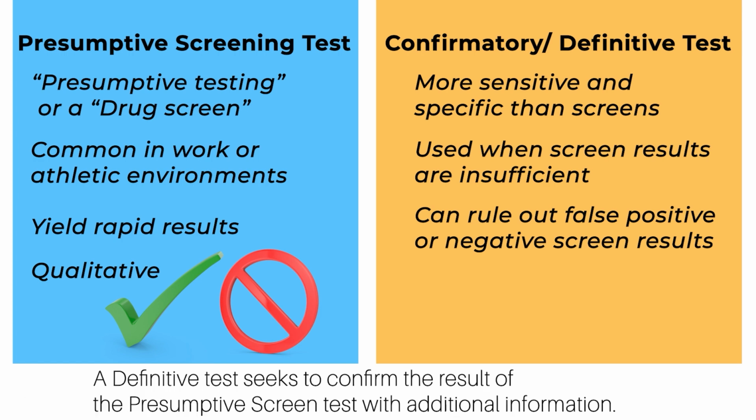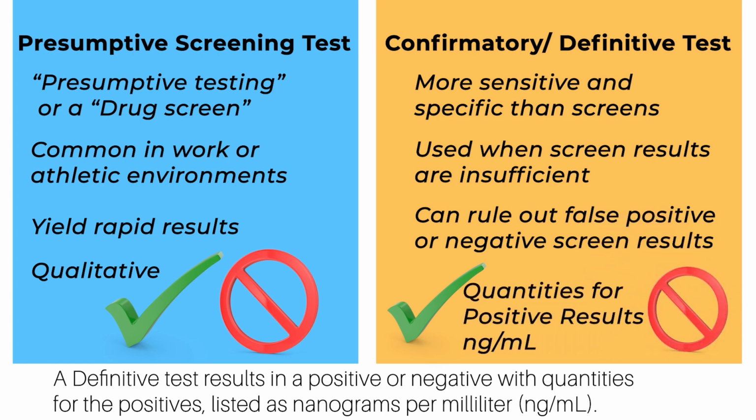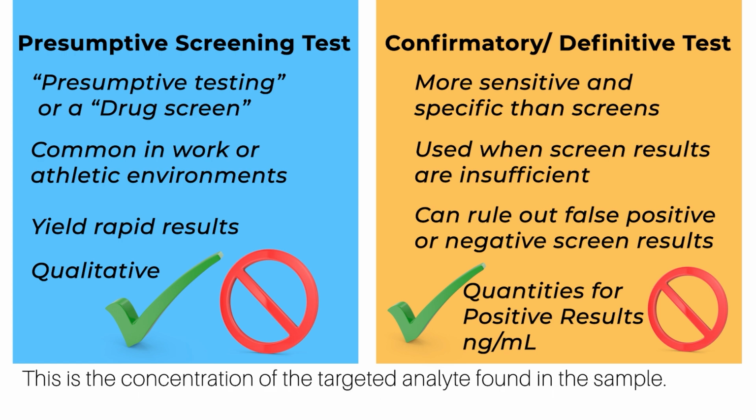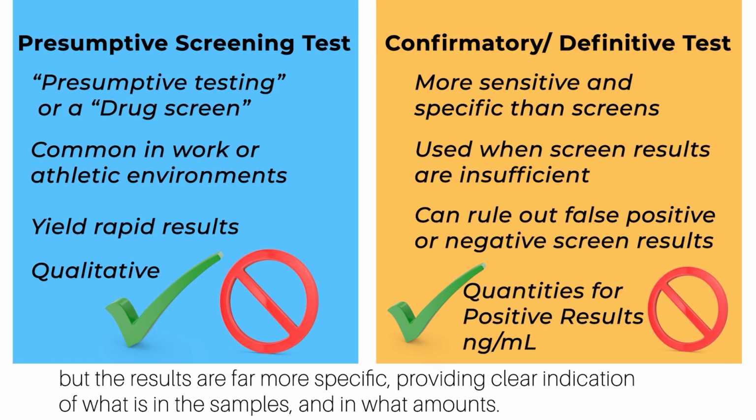A definitive test seeks to confirm the result of the presumptive screen with additional information. A definitive test results in a positive or negative with quantities for the positives, listed as nanograms per milliliter. This is the concentration of the targeted analyte found in the sample. These tests take more time and are frequently more expensive than the screens, but the results are far more specific, providing clear indication of what is in the sample and in what amounts.